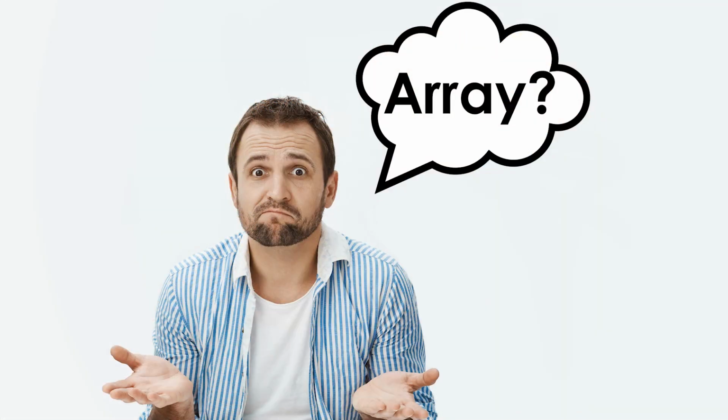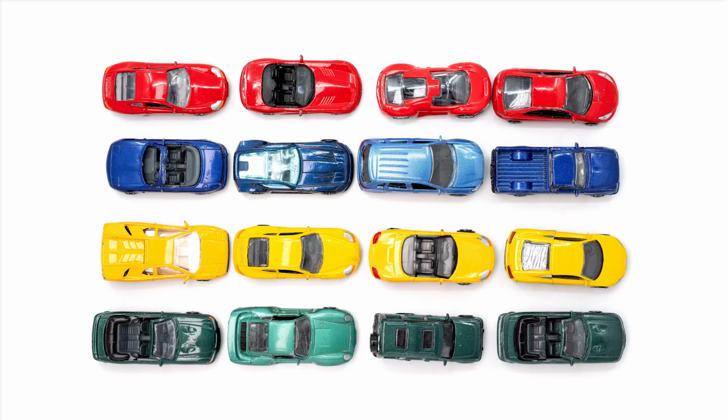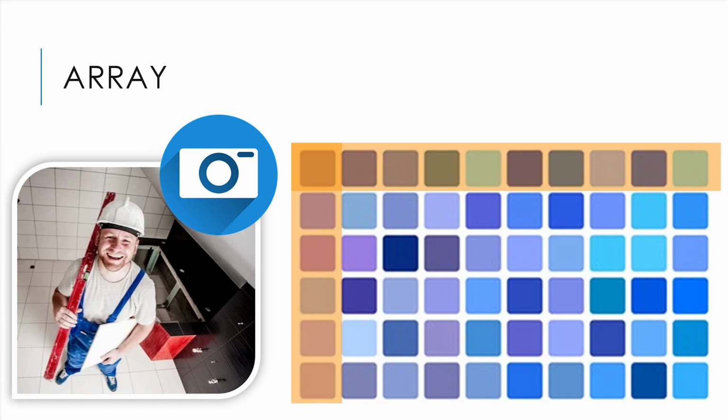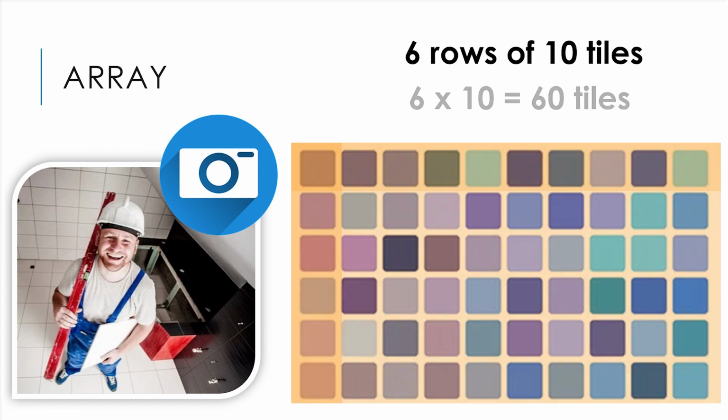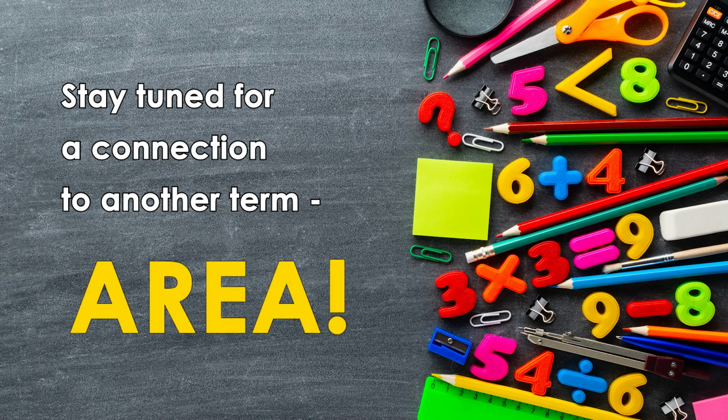For many, the term array is not a familiar one. In mathematics, an array is a group of objects ordered in rows and columns. Seems pretty simple, but they are extremely powerful in building a deep conceptual understanding. This photography activity may have helped your child remember the basic multiplication fact. 6 rows of 10 tiles is the same as 60 tiles. Stay tuned for a connection to another term, area.